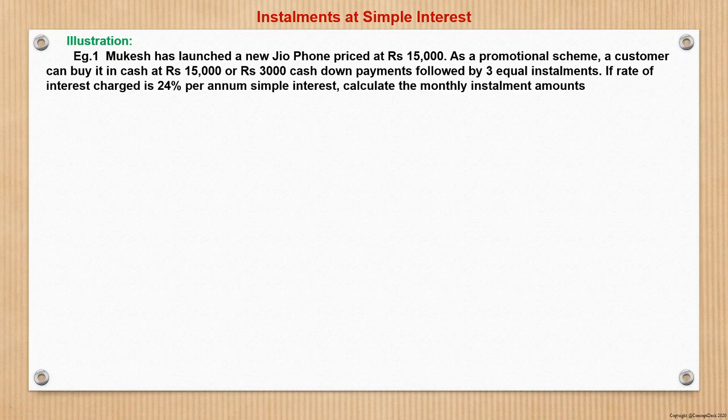A few points to be noted here. First, the cost of the phone is 15,000. There are two ways of making the payment. Either we can make a full payment of 15,000, or a customer can make a down payment of 3,000 rupees and then pay the remaining amount in three equal installments. However, those three equal installments will also include interest charged at 24% per annum simple interest, right? So basically this installment will be based upon simple interest. Calculate the monthly installment amounts.